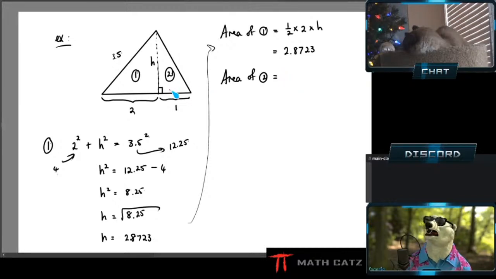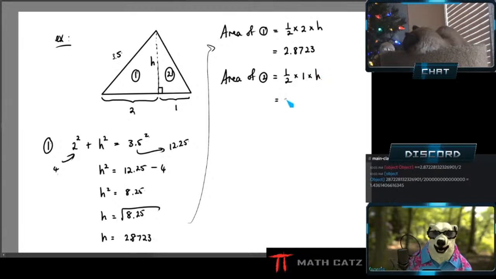Area of triangle 2, I can see this 1 as the base, and then the height again is h. So now I have something to calculate, so let's do that using the most accurate version of h that I have. So it is 2.87226901 divided by 2. And we get 1.4361, I'll round it.